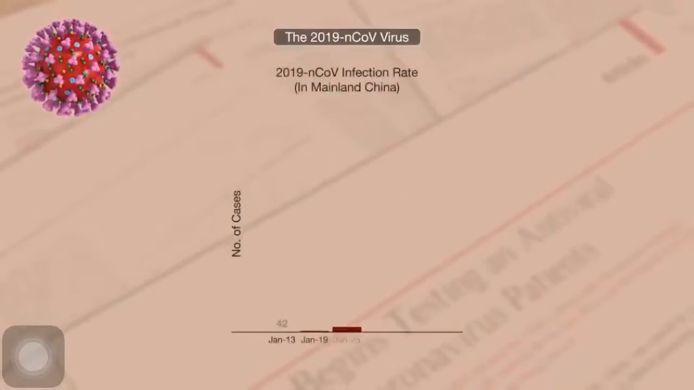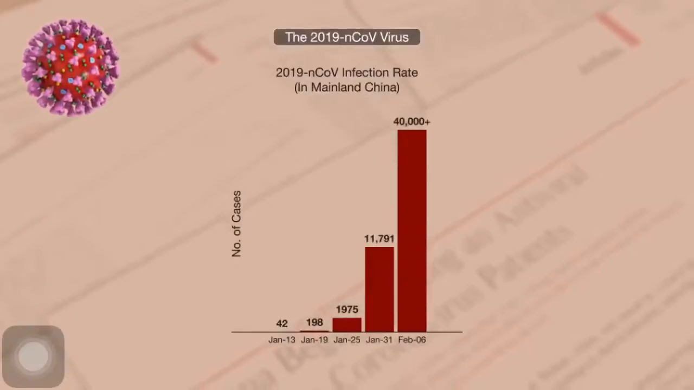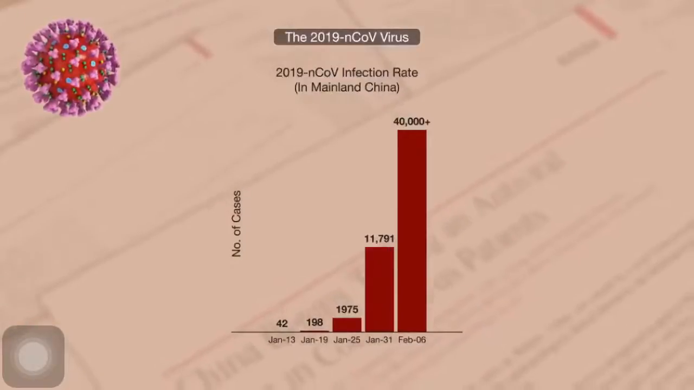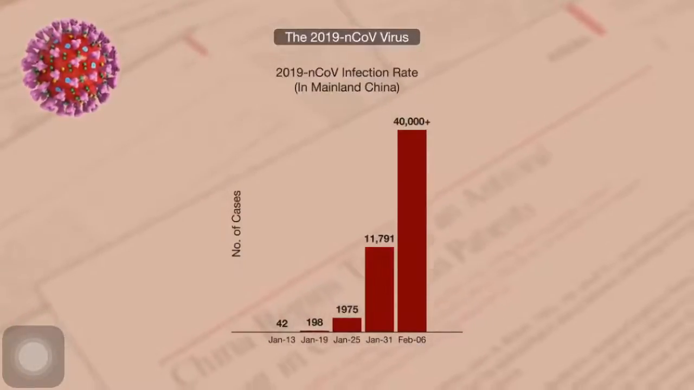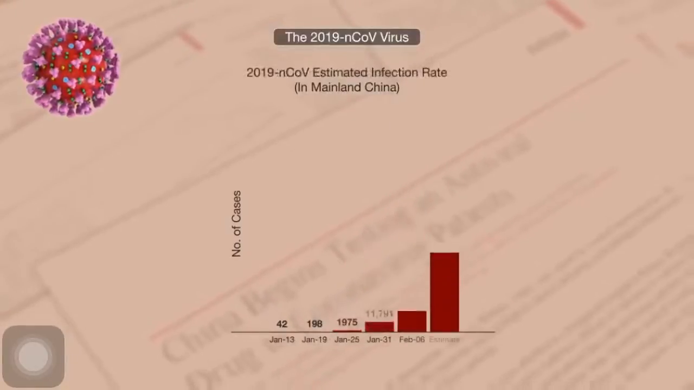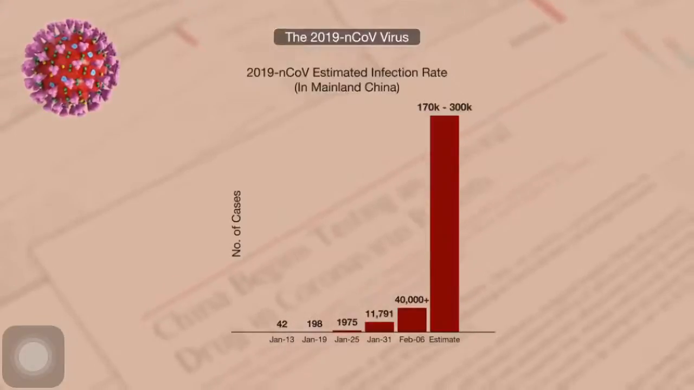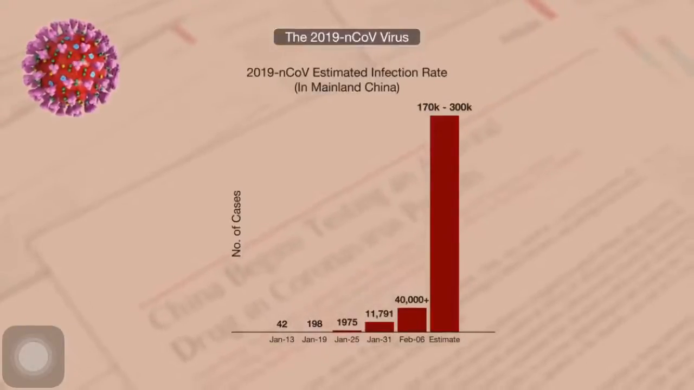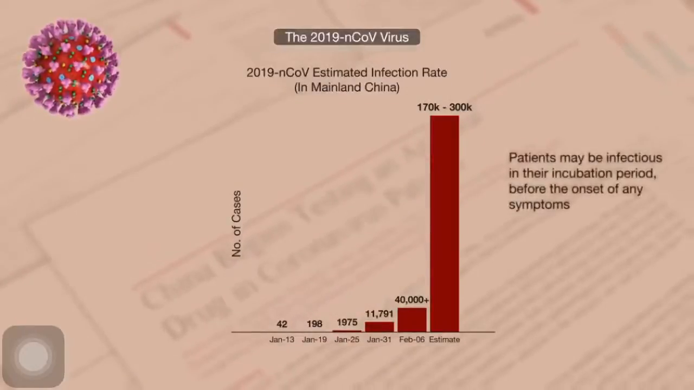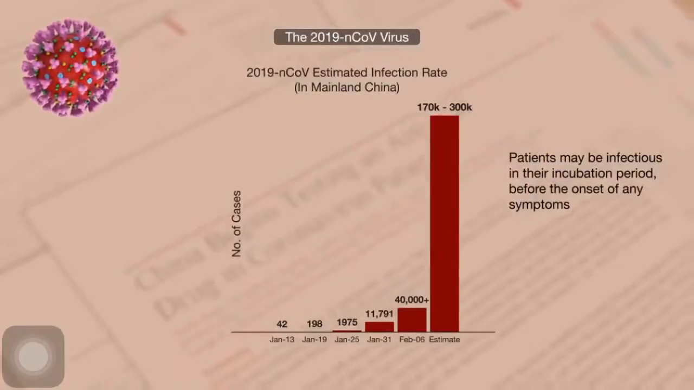The virus has, as of February 6th, over 40,000 confirmed cases in China alone, with almost 200 cases in over 25 other countries. However, Dr. Jonathan Reid from the UK believes that the numbers of actual cases is far greater and has estimated between 170 to 300,000 by February 9th. This is because symptoms can be mild and escape reporting and testing. What's more, in stark contrast to SARS, some patients may be infectious in their incubation period before the onset of any symptoms.